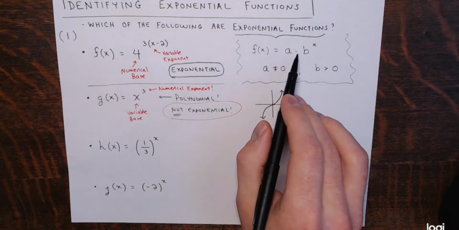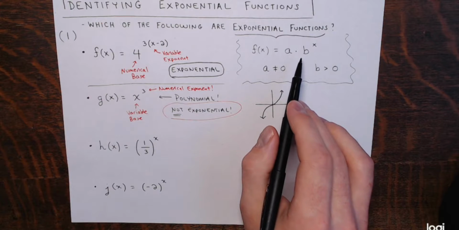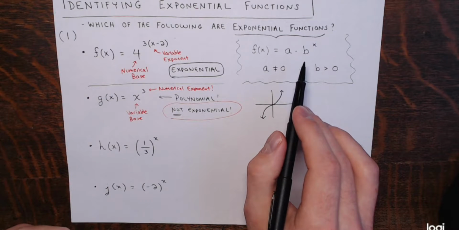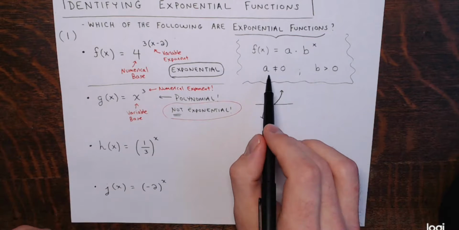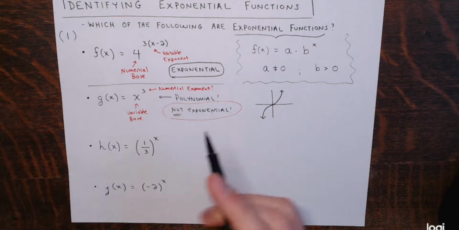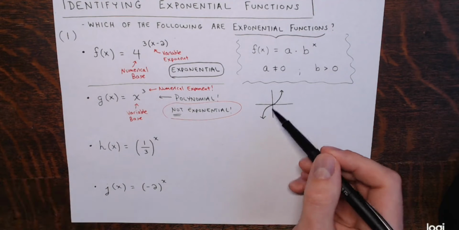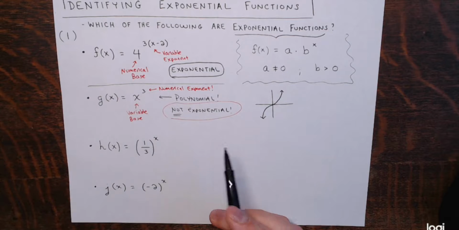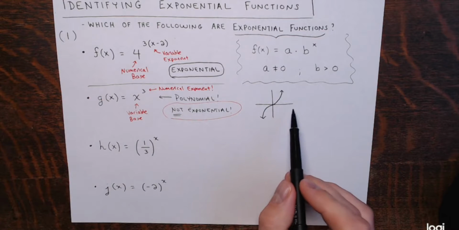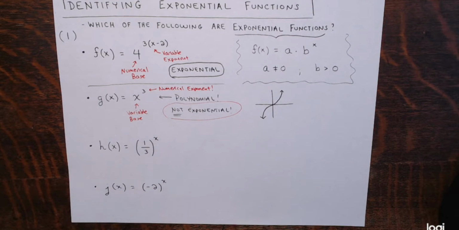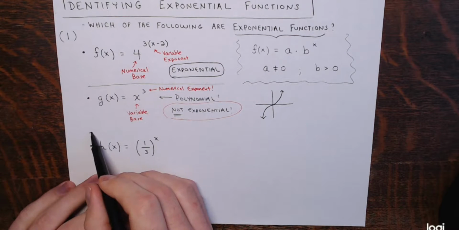A function like this, a times b to the x, is going to either have all positive numbers as the range or all negative numbers. It depends on the value of a. But here the domain is all real numbers, the range is all real numbers. That's not exponential. Same thing with the asymptote. There's no horizontal asymptote, right? So you can tell a lot from the graph as well that it's not going to be exponential.